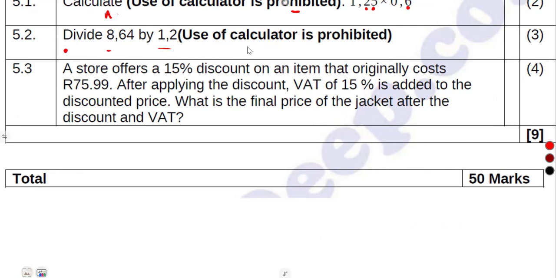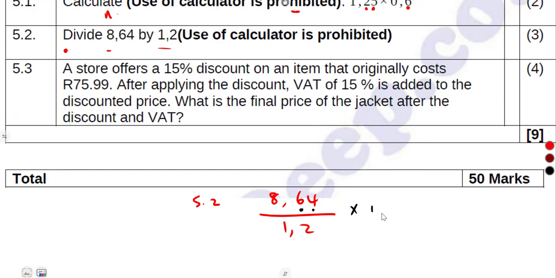5.2, divide this one by this. Also, the calculator is not required. So how can we simply divide? 8.64 divided by 1.2. What we can do is to get rid of these decimals. We look into the number that has more decimal places, the digits after the comma. This has 2, this has 1. So 8.64 has 2 decimal places after the comma. It has more, so you multiply by 100.